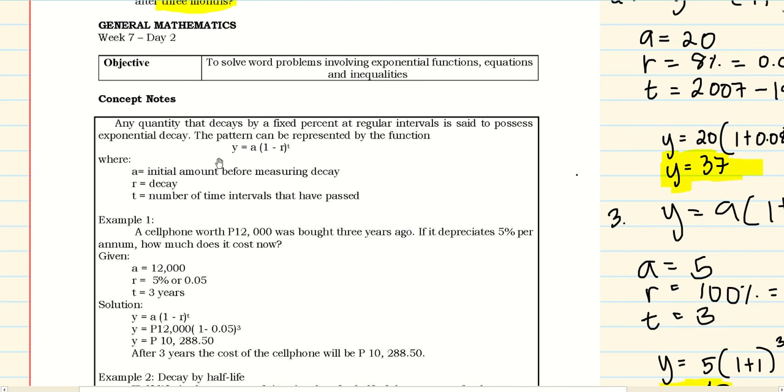In this lesson we continue to solve word problems involving exponential functions, equations, and inequalities. In this day, we will be discussing exponential growth and decay, by a fixed percentage at regular intervals. So this is our formula: y = a(1 + r)^t, which means that this one grows. If we talk about decay, it will become minus.